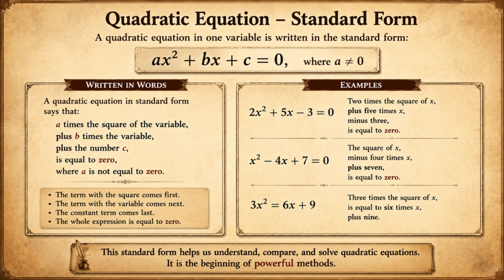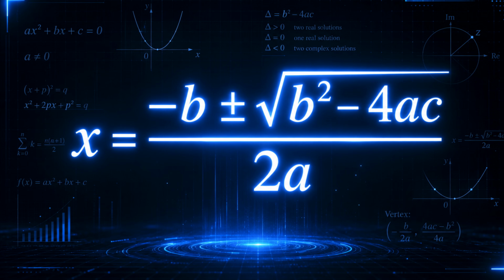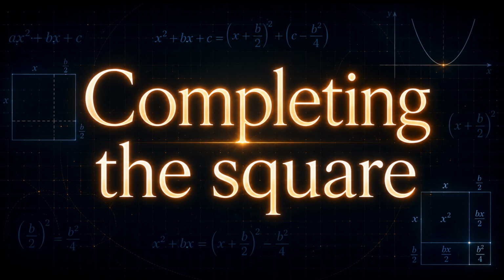Today, when we see a quadratic equation, we write it like this: x squared plus bx plus c equals 0. And we solve it using the famous formula: x equals minus b plus or minus the square root of b squared minus 4ac, divided by 2a. At first, this formula looks scary, but it is not magic. It comes from the same ancient idea: completing the square.